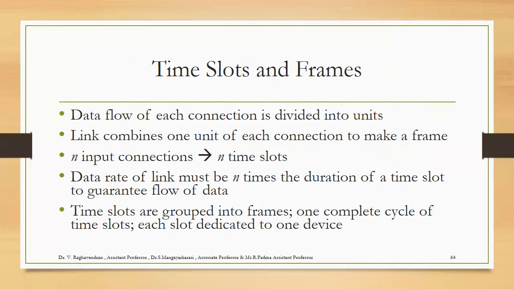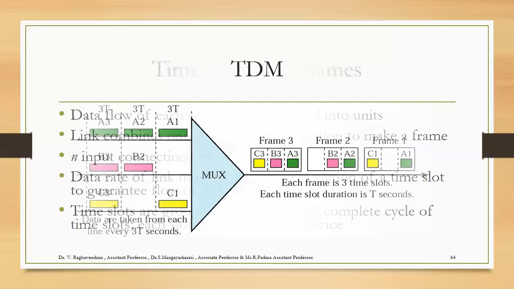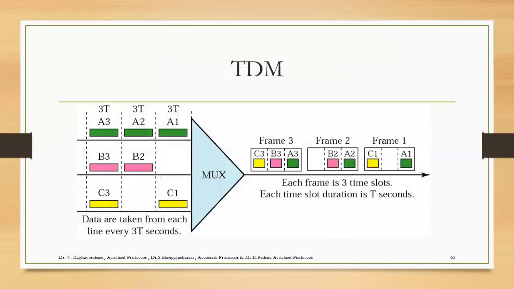Time slots are grouped into frames. One complete cycle of time slots, each slot dedicated to one device. This is an example of time division multiplexing. So I am going to use 3 different devices: A1, A2 and A3. Next B1 is not there, B2, B3. Next one is for C1, C3.